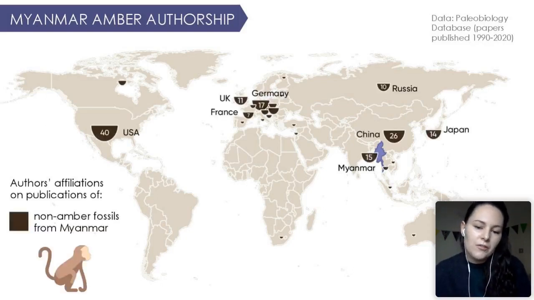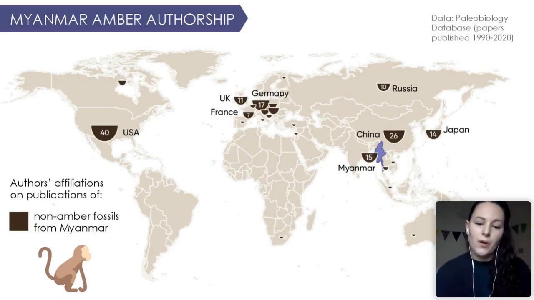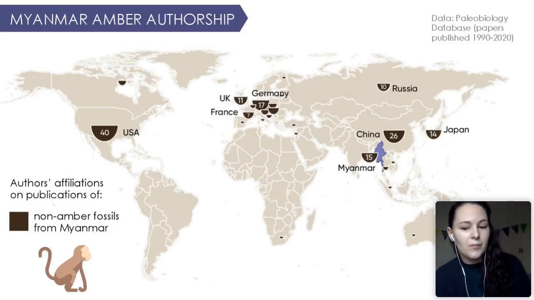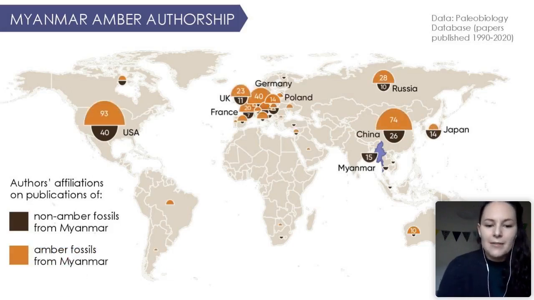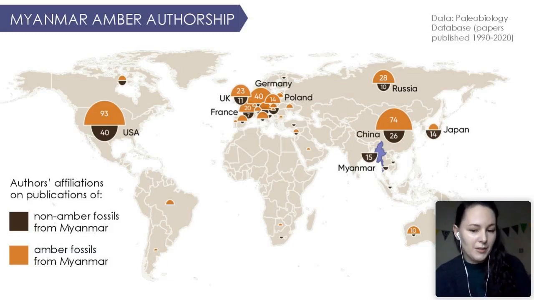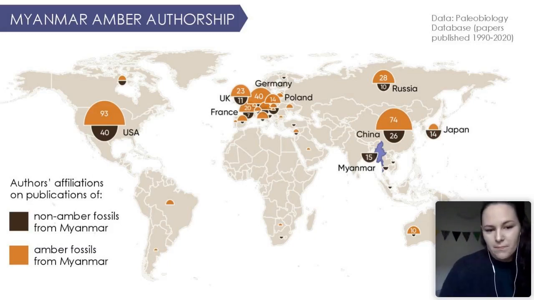Now, Myanmar is not only known for its fossils in amber, but other fossils too, particularly Cenozoic primates. These non-amber fossils are most often worked on by researchers in the global north, that is primarily North America and Europe, as well as China. But there are also some local collaborators from Myanmar on these publications, as seen here on the map. However, fossils in amber are also published on by researchers based in the global north and China primarily, but the key difference here is that there are no local researchers from Myanmar on these papers.